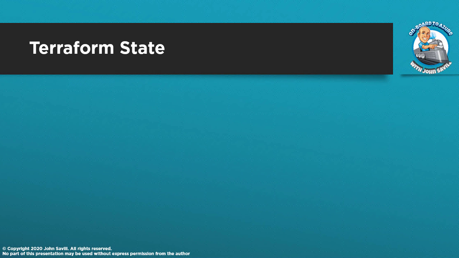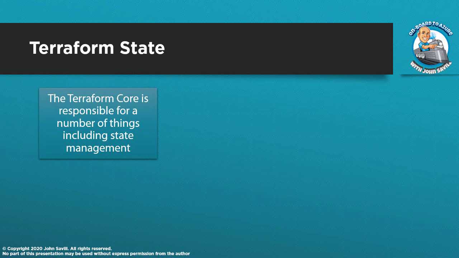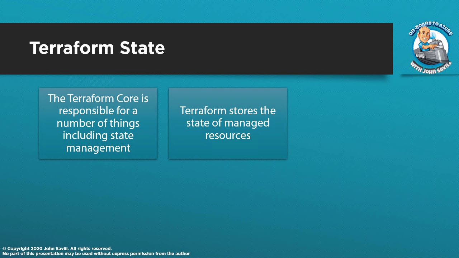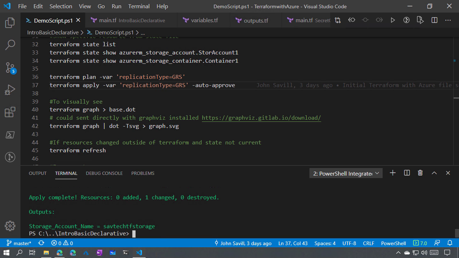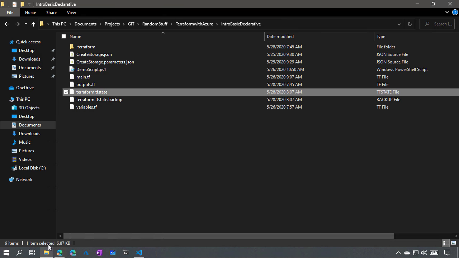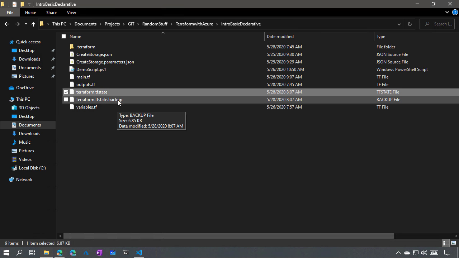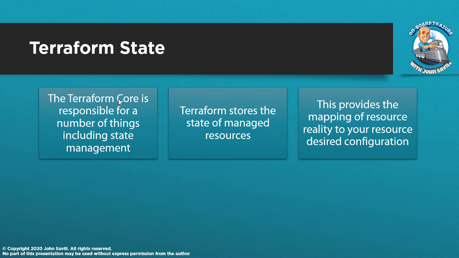Now I mentioned the state. The Terraform core is responsible for a number of things. One of the most important ones is that state management. So Terraform stores the state of those managed resources in its state file. Now, it actually does create a backup. So what I should have now is a tfstate.backup file. Because I made that additional apply with the new type of resiliency, it backed up the old state for me. Now this provides that mapping of resource reality to my desired reality.